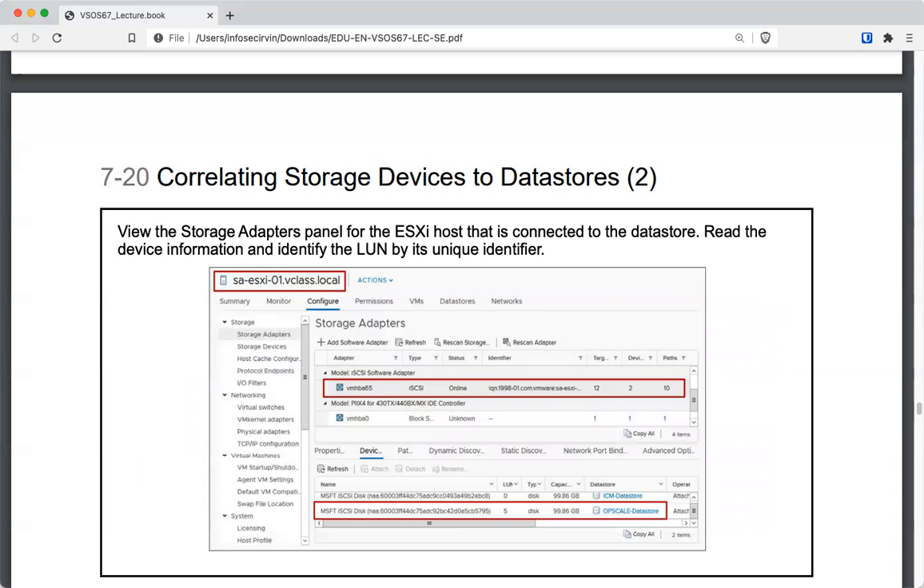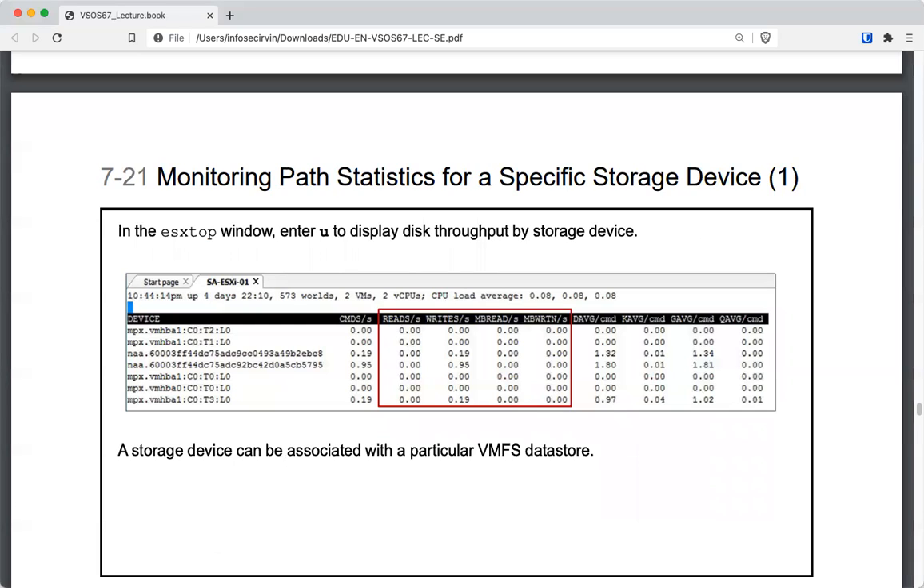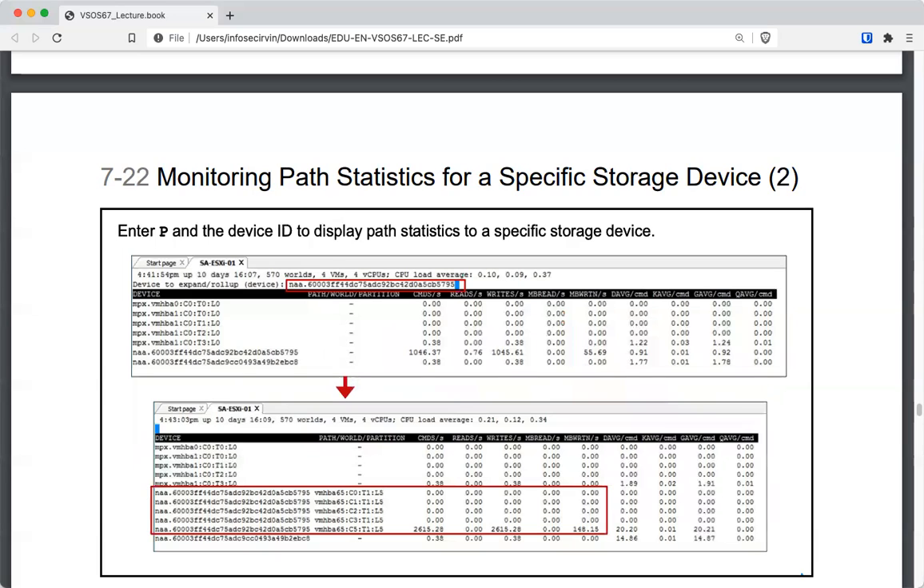You can view the storage adapters and see the information for the unique LUN identifier for each device that you have connected. You can also see path statistics for specific storage devices. You can sort by device ID even to get specific information about the read and write speeds.